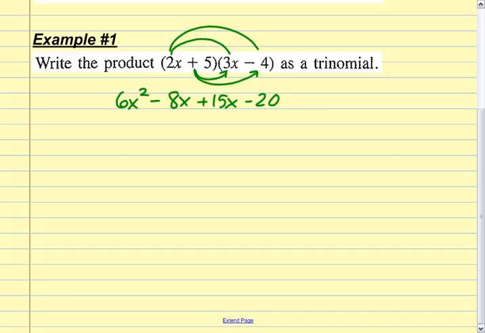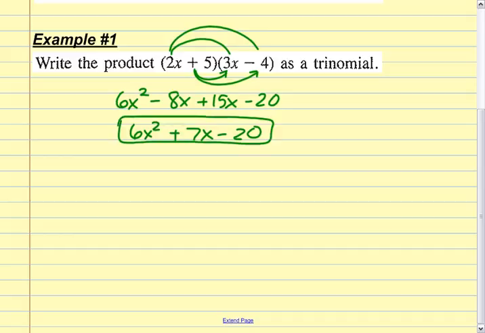First thing, are there any quadratic terms up here? Yes. What is it? 6x squared. Good. Are there any linear terms up here? Yes. How many? 2 of them right now. What are they? Negative 8x, and 15x. Since we have 2 linear terms, we can put them together. What do we get? 7x. We get 7x when we put them together. And what's the constant? Negative 20. Okay? So now I've got 6x squared plus 7x minus 20. Perfect.